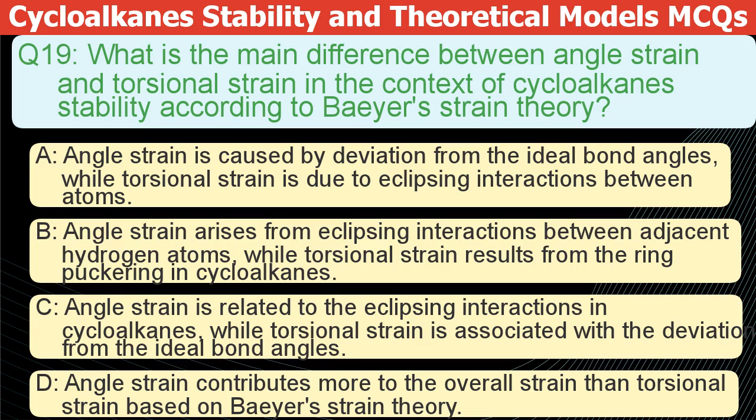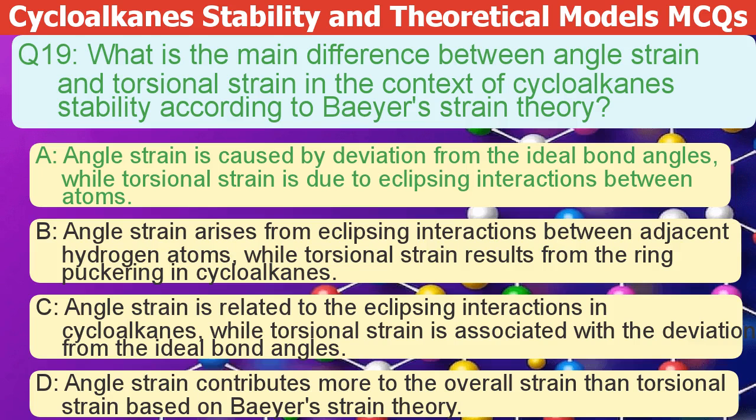A. Angle strain is caused by deviations from ideal bond angles, while torsional strain is due to eclipsing interactions between atoms. B. Angle strain arises from eclipsing interactions between adjacent hydrogens, while torsional strain results from ring puckering. C. Angle strain is related to eclipsing interactions, while torsional strain is associated with deviation from ideal bond angles. D. Angle strain contributes more to overall strain than torsional strain, based on Bayer's theory. E. None of the above.